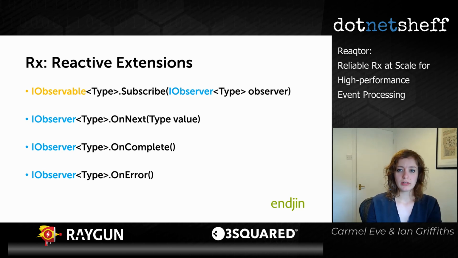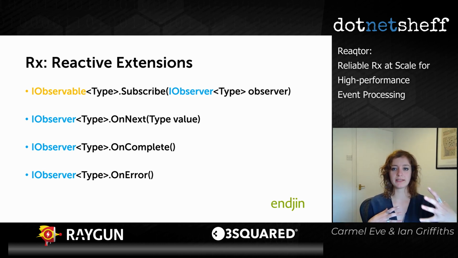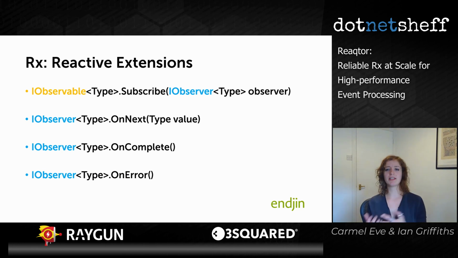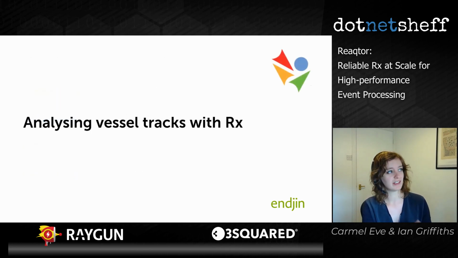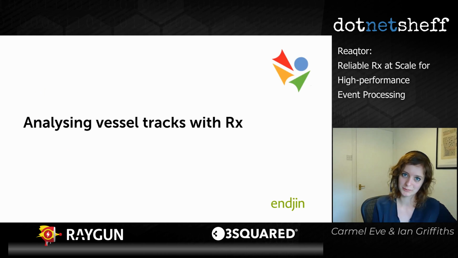So when you're using RX, you're able to represent streams of information as and when that information is available. And this type of reactive data processing opens up really exciting possibilities for streaming and real-time processing of data. And Ian's going to take us through a vessel tracking-based example.